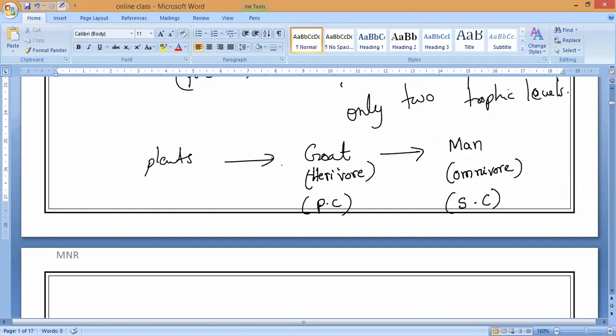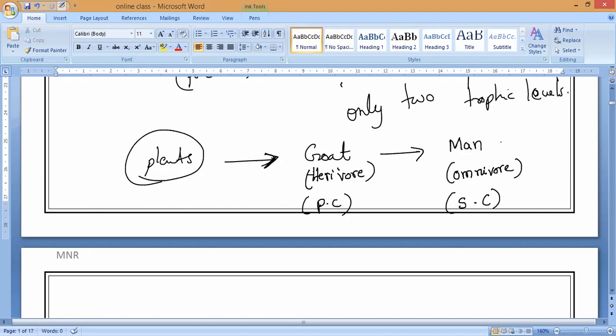So now, in this food chain, how many trophic levels are there? In this, how many trophic levels are there? 3, sir. 3 trophic levels are there. First trophic level, producers. Goat represents the second trophic level, and man, he is eating the goat, so he will represent the third trophic level. That is what you need to remember.